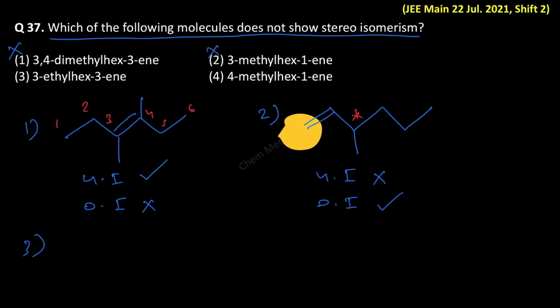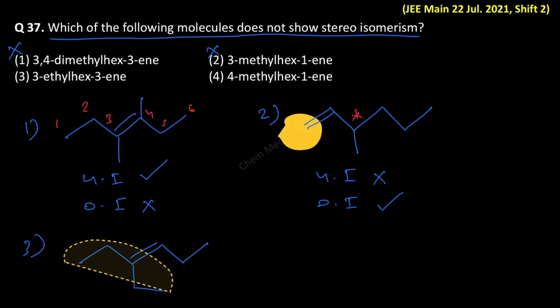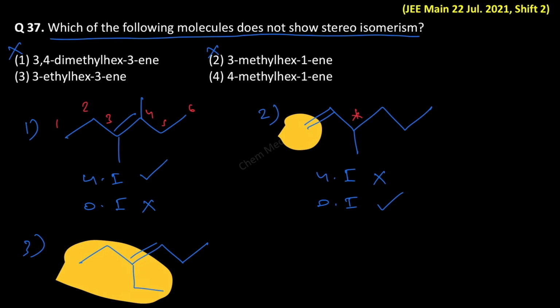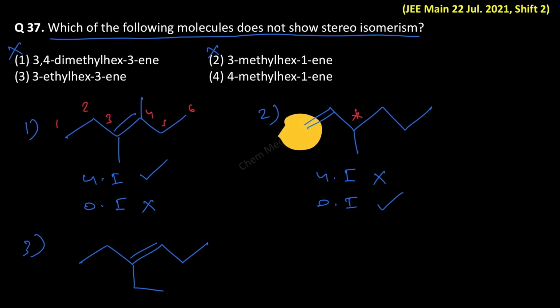Let's work on 3. We have 3-ethyl hex-3-ene. That would be 1, 2, 3, 4, 5, 6. We have a double bond at 3 position, and we have an ethyl group at 3 position. Now for this molecule, geometrical isomerism is not possible, isn't it? Because we have 2 ethyl groups on the same side. Therefore, geometrical isomerism is not possible. Plus, we don't have any chiral centers. Therefore, geometrical isomerism no, optical isomerism is also no. This means option 3 is our correct choice here.